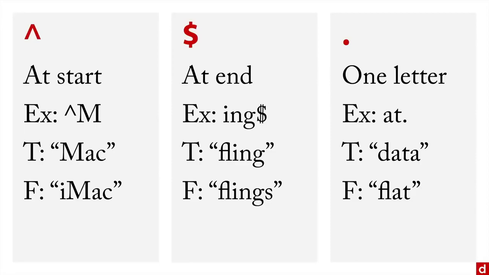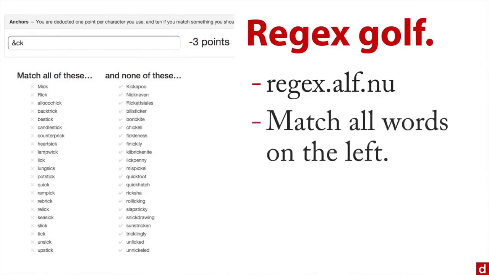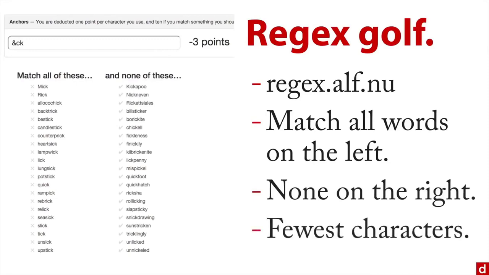Now, one interesting thing about this is you can actually treat this as a game. I love this website. It's called regex golf, and it's at regex.alf.nu. And what it does is it brings up lists of words, two columns, and your job is to write a regular expression in the top that matches all the words on the left column and none of the words on the right, and that uses the fewest characters possible. And you get a score. And it's a great way of learning how to do regular expressions and learning how to search in a way that's going to get you the data that you need for your projects.